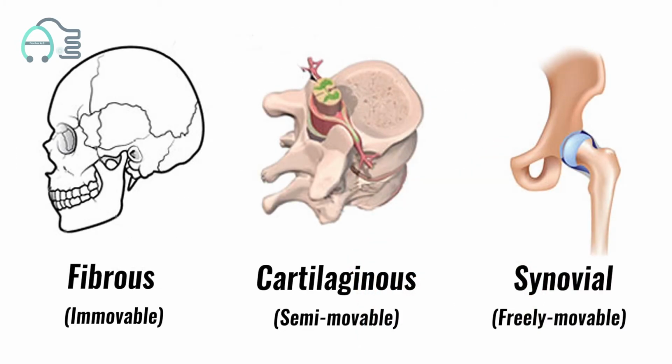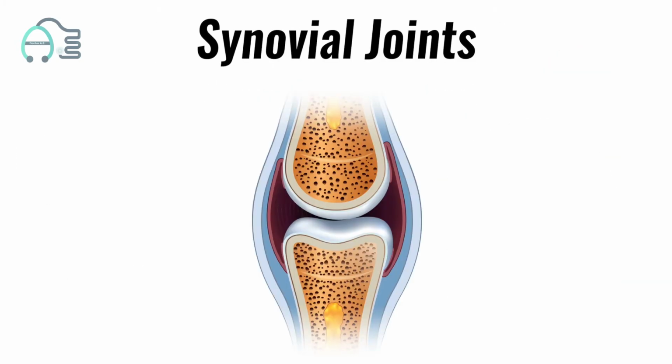Synovial joint. Freely movable joint filled with synovial fluid. They are the main type of joint found around the body. They possess a cavity and are specialized to permit more or less free movement.